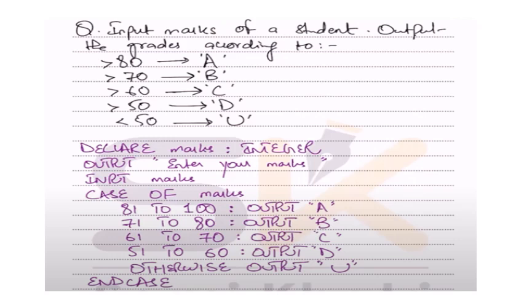Output: enter your marks. For example, you enter 82 marks. So in which case will 82 come? 81 to 100, it will display A. So it will display A. For example, if you got 68 marks, 68 marks come under the category of 61 to 70, so it will display output C.